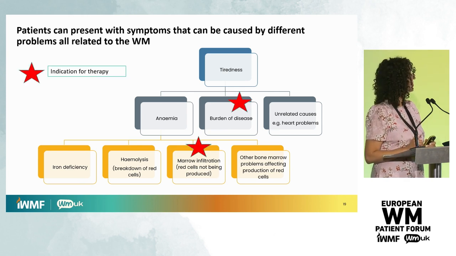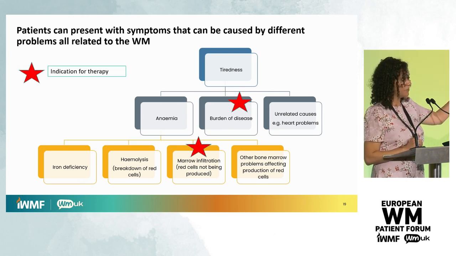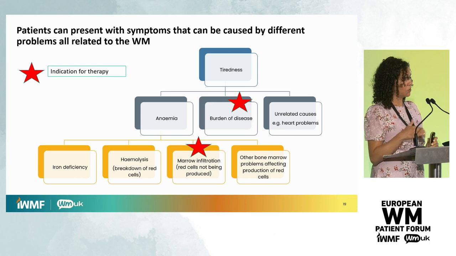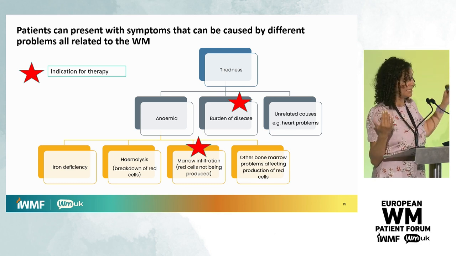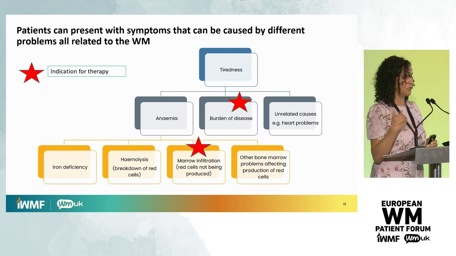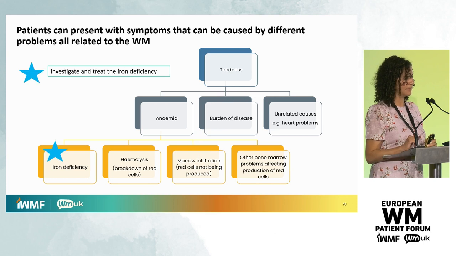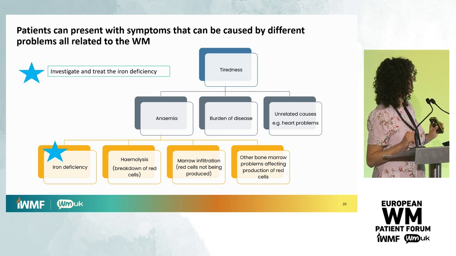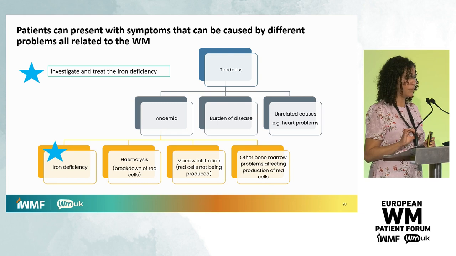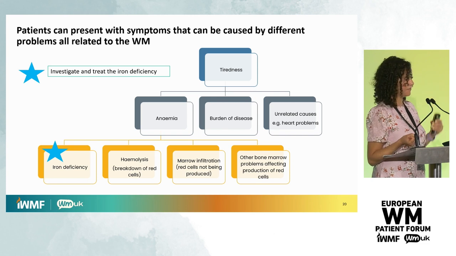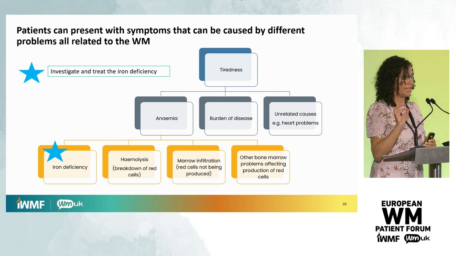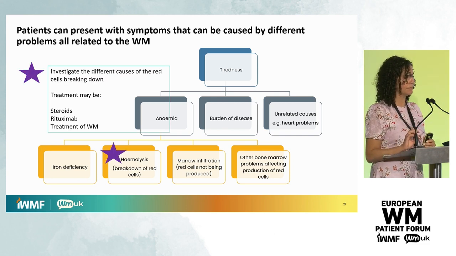And so, for example, in the person with tiredness who's got a burden of disease or bone marrow infiltration by lymphoma causing anemia, that would be, for me, an indication to give them treatment of their WM to help their symptoms. Whereas, as I said, for someone with iron deficiency, which does occur more commonly in patients with WM because the WM affects the way that you absorb iron, then treating the iron deficiency may be all we need to help with that symptom at that time.